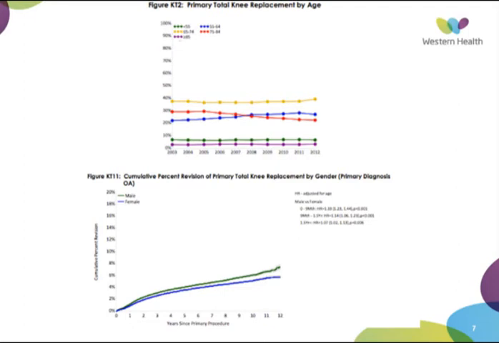And if you look at the revision rates, you can see that the male revision rate increases, and you can see it starting to diverge away from female. And that's likely due to the increased activity that men have.